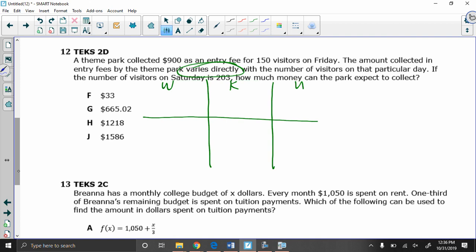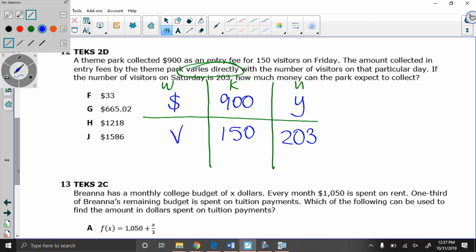So it says the theme park collected money. So money is going to be my first word, based on the number of visitors that day. So we had $900 and 150 visitors on Friday. On Saturday, it tells me that we had 203 visitors. How much money was made? So I have my proportion set up.